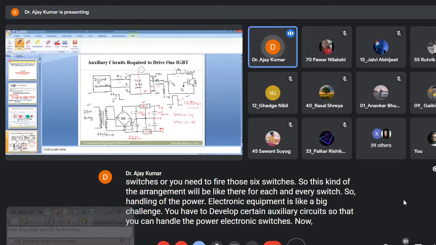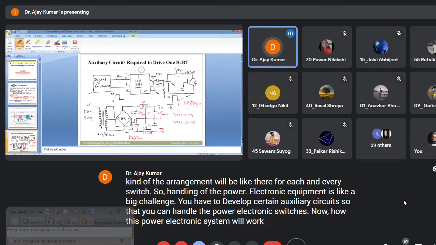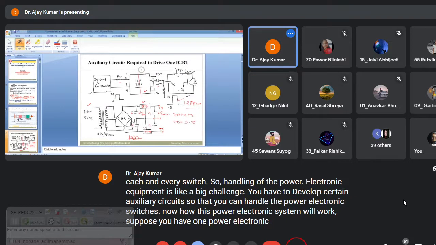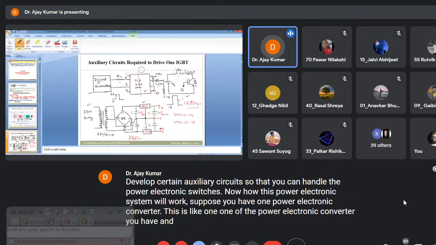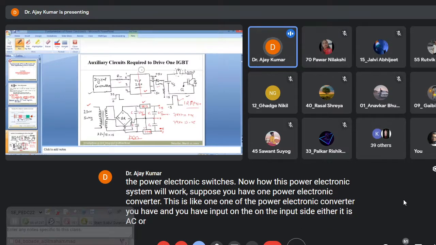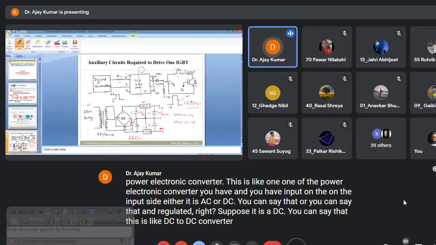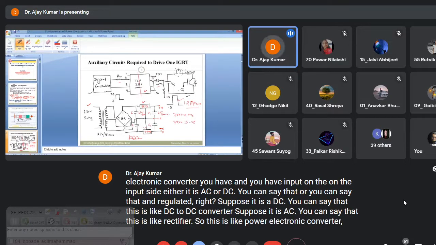Now, how will this power electronic system work? Suppose you have one power electronic converter, and you have an input on the input side. Either it is AC or DC, or you can say unregulated. Suppose it is a DC, you can say this is a DC to DC converter. Suppose it is AC, you can say this is a rectifier. So this is a power electronic converter, right? And this power electronic converter is connected to the load, right?